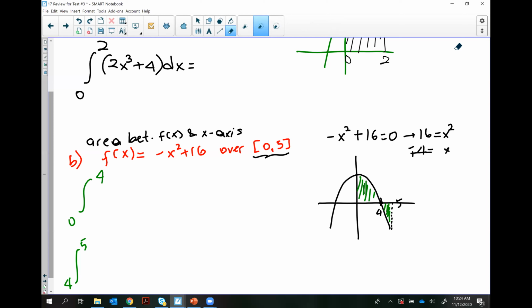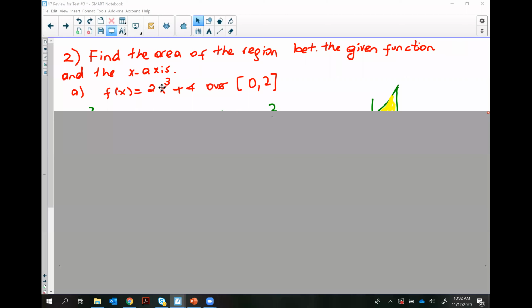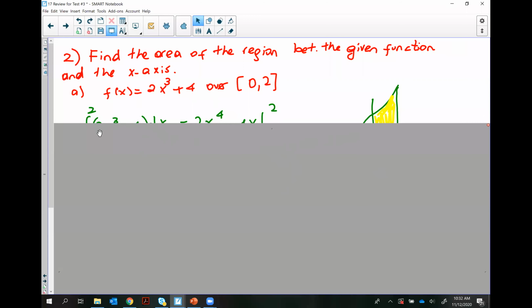All right, so what do we get for the first one? So that one we just integrated, right? We're just going to integrate 2x cubed plus 4 from 0 to 2. Anybody who got an answer for that one? Okay, I'm glad to see a few of you already got an answer. So let's go over it together. Good. Several of you got 16.